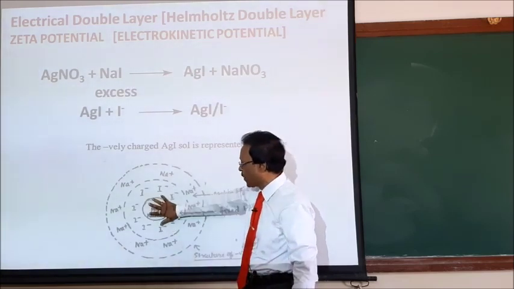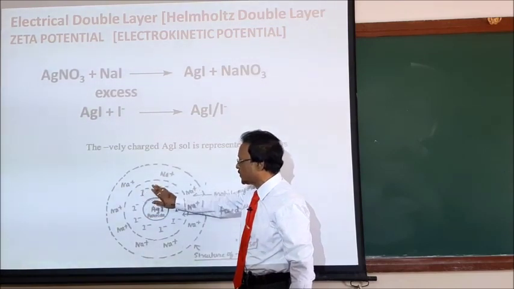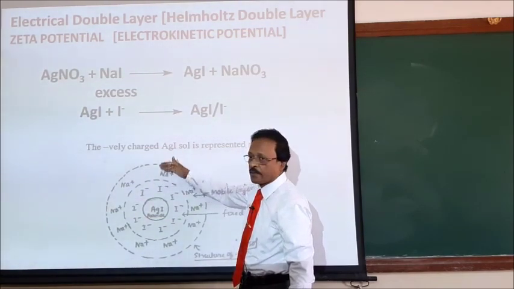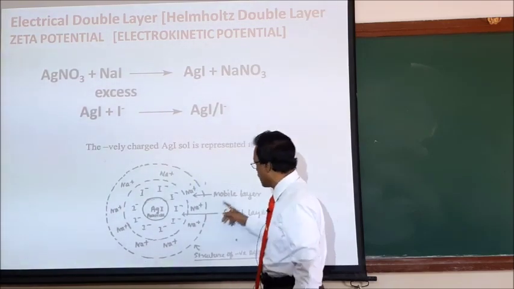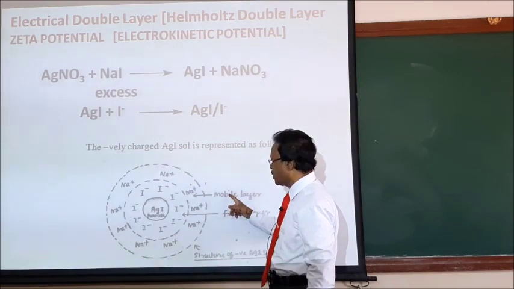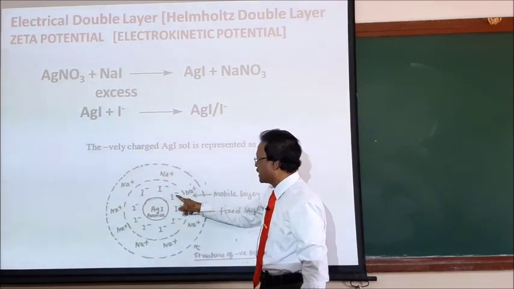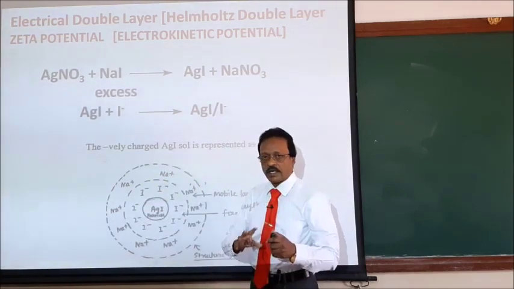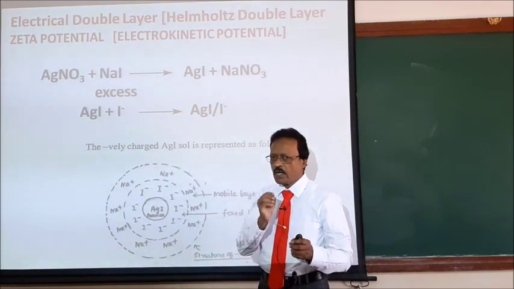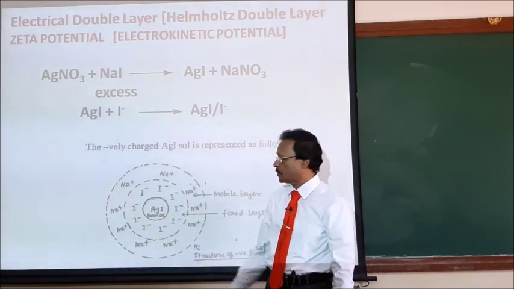The silver iodide particle adsorbs I minus ions. So this is a fixed layer. And this I minus ion attracts Na plus ions from the dispersion medium. This we call the mobile layer. So the potential developed between the fixed layer and the mobile layer, due to the electrical double layer, positive, negative, positive, negative, is a small amount of current. That is called the zeta potential.